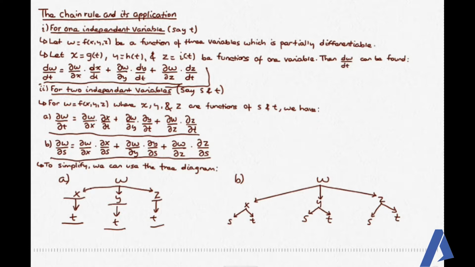partial differentiation of w with respect to x, then multiply it by the differentiation of x with respect to t. similarly ለyም እንደዛ ለzም እንደዛ እናደርጋለን ማለት ነው። in the second case ደግሞ x y እና z in terms of s and t ነው የተገለጹት። ስለዚህ ወደ s እና ወደ t ለመድረስ መጀመሪያ we have to find the partial differentiation of w with respect to x.